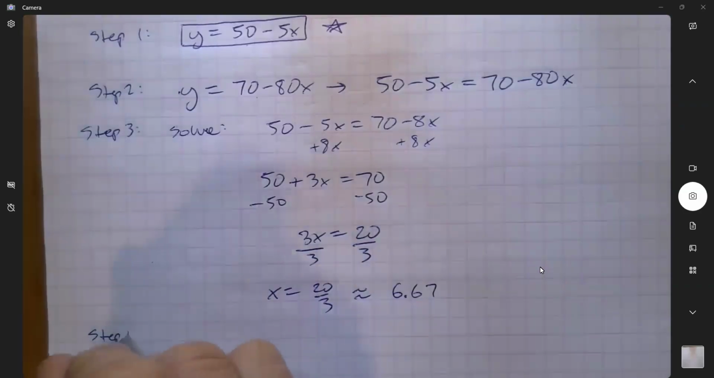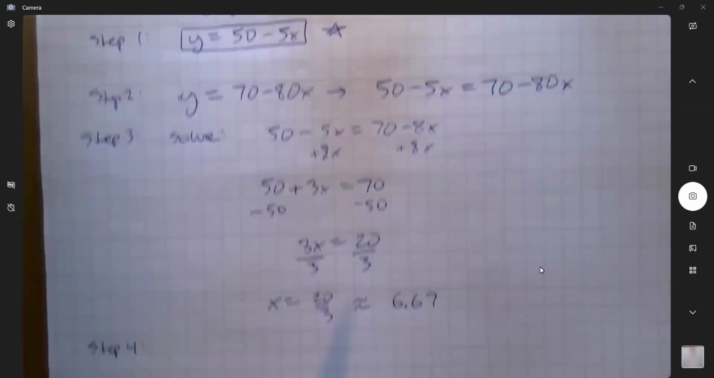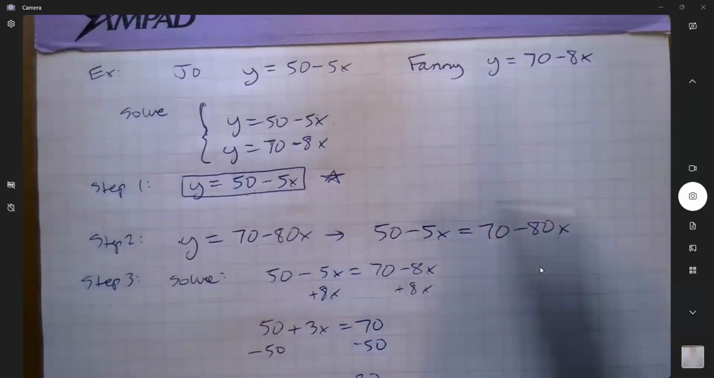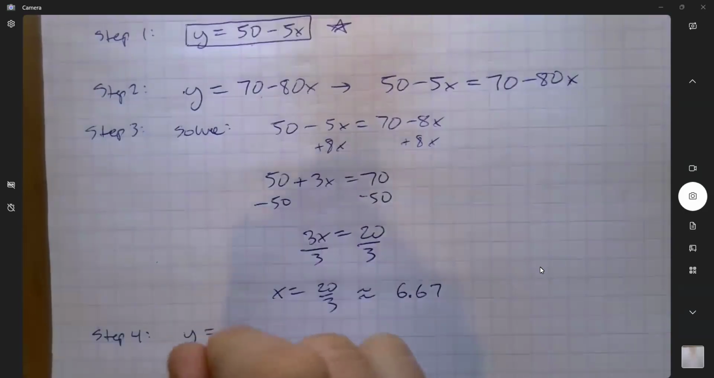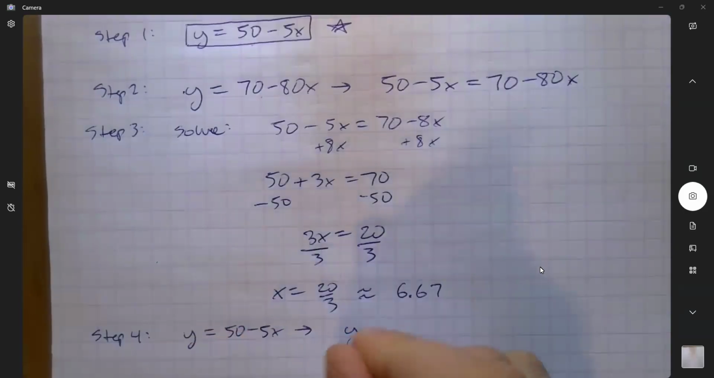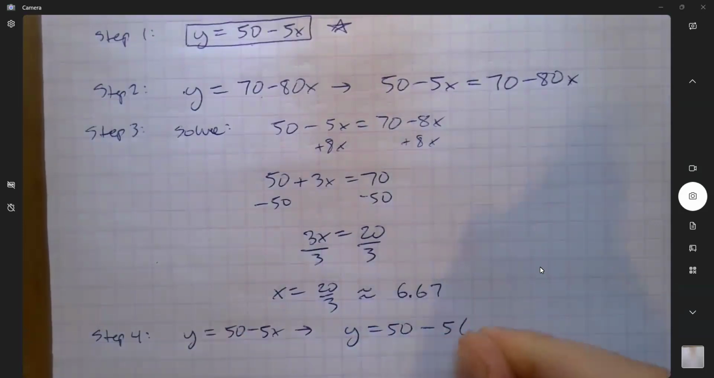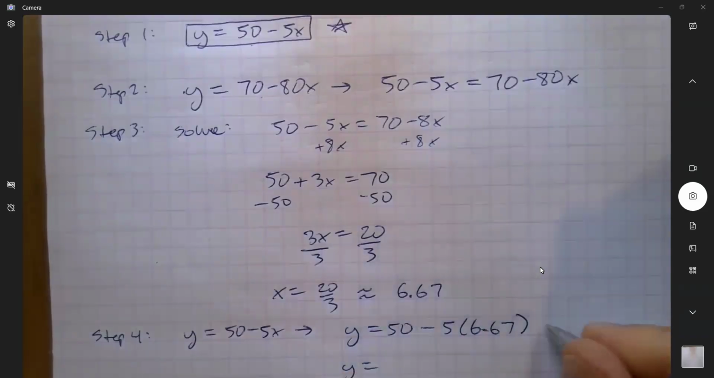And then step 4 is to grab this and put it back into our original starred equation. So I have y equals 50 minus 5x, and I know that x is 6.67, or I could write it as 20 thirds. I'll write it this way. Use my calculator to find out what 5 times 6.67 equals. It's going to be 34.33.